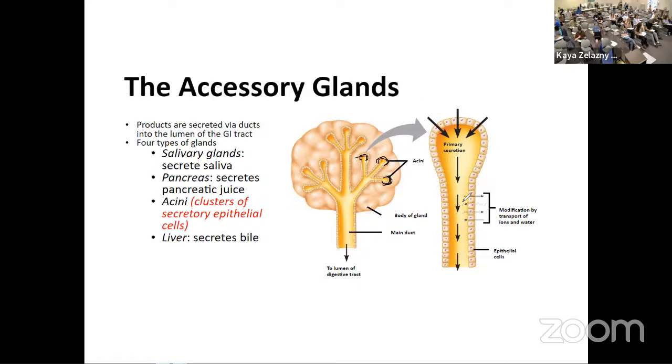Okay. So the general process for secretion is that we're going to make whatever we're secreting, primary secretion. It'll get modified as we travel through a duct, and then eventually we'll go into the lumen of the digestive tract, so into that hollow area where we have our food traveling.